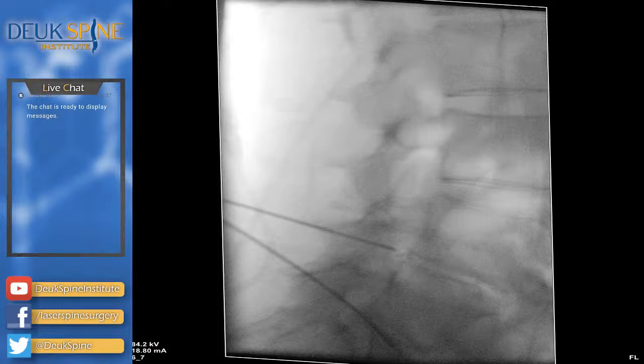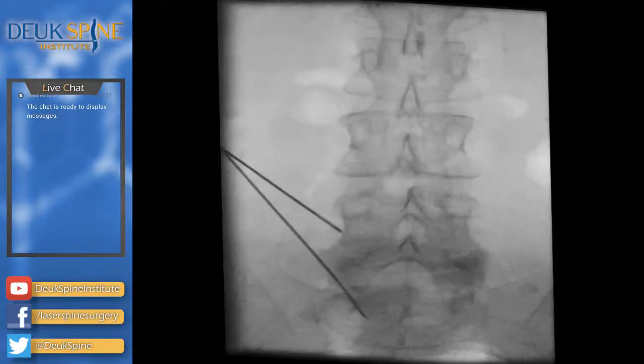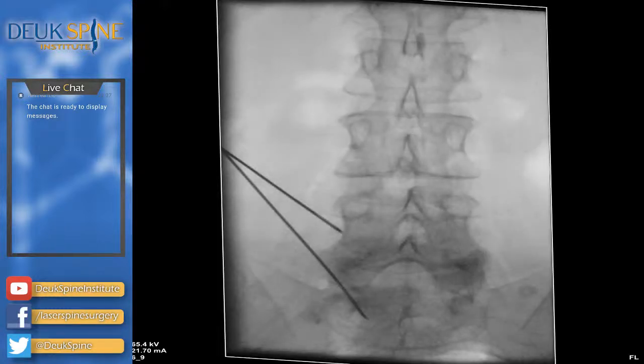So the first step of this surgery is to gain access to the part of the disc that's actually causing all the pain. And it's always in the back. Actually, it looks pretty good. Let's go back to a lateral.